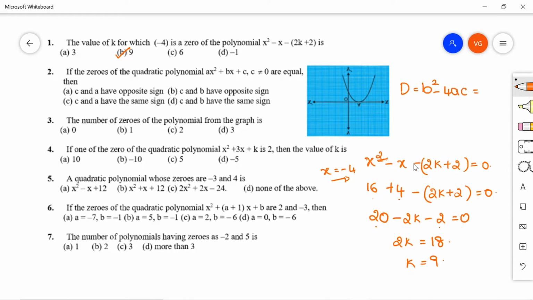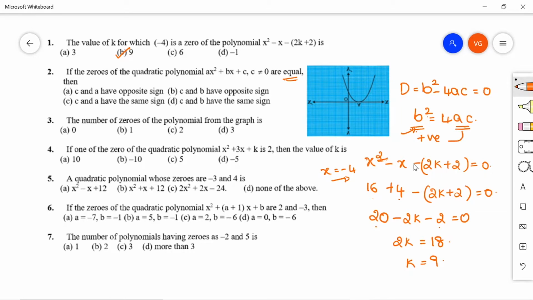If this b square minus 4ac is equal to 0, then both the roots are equal. You are given that both the zeros are equal, right? So if the zeros are equal, then b square minus 4ac is equal to 0, and this condition will hold good. So b square is equal to 4ac. That means b can be any number, but since you are squaring it, this has to be positive.